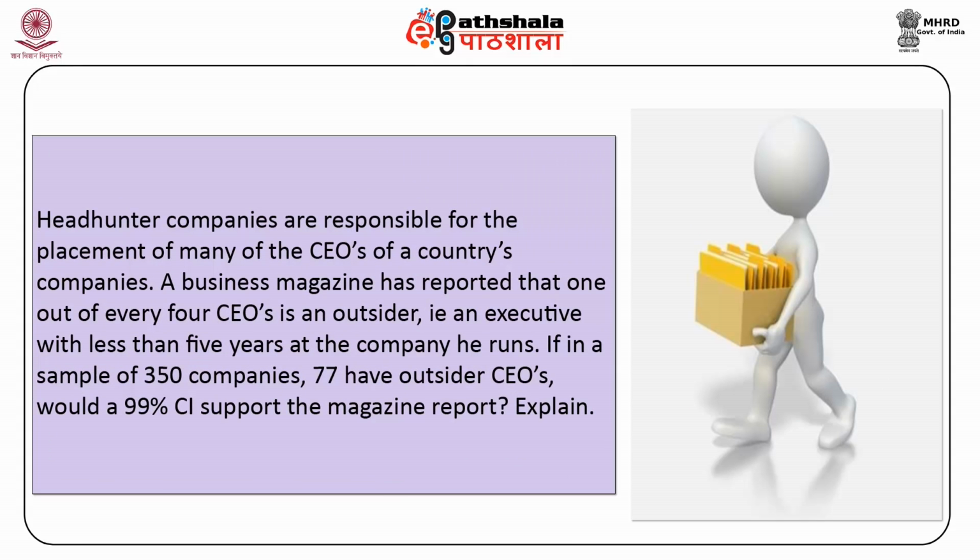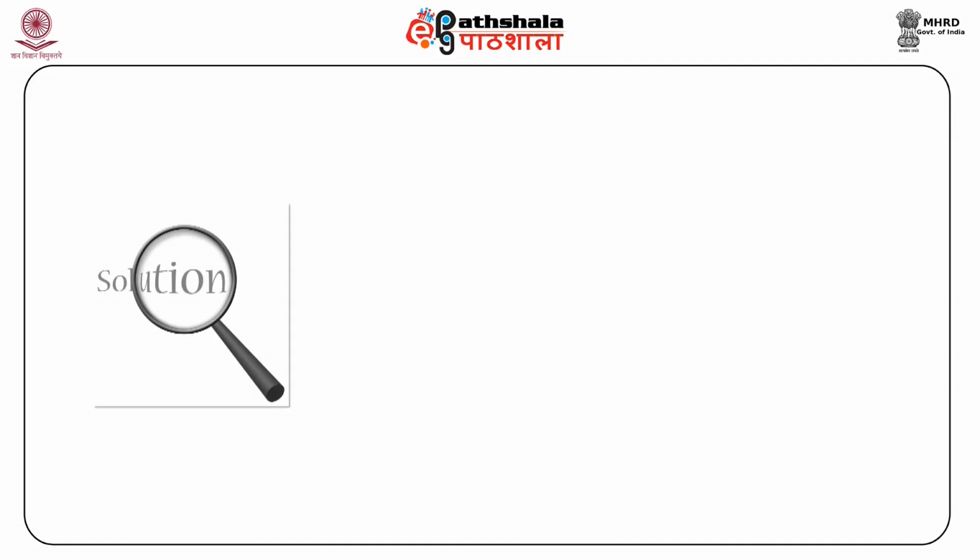Headhunter companies are responsible for the placement of many of the CEOs of a country's companies. A business magazine has reported that 1 out of every 4 CEOs is an outsider, that is, an executive with less than 5 years at the company he runs. If in a sample of 350 companies, 77 have outsider CEOs, would a 99% confidence interval support the magazine report? Explain. This can be solved as follows.